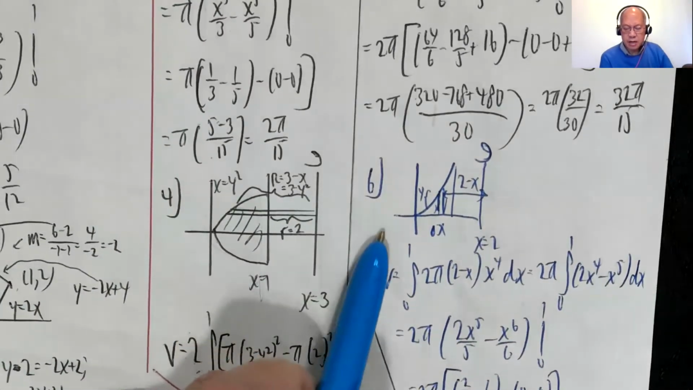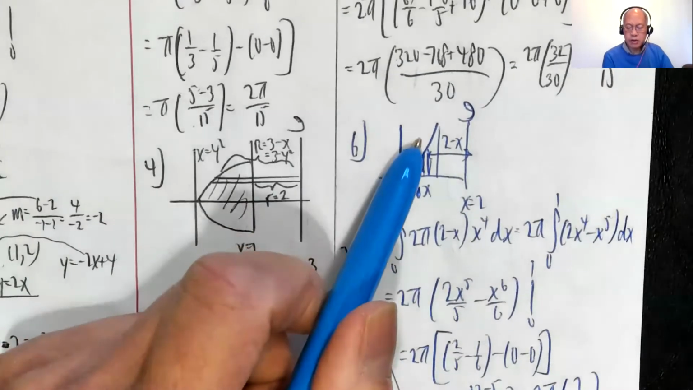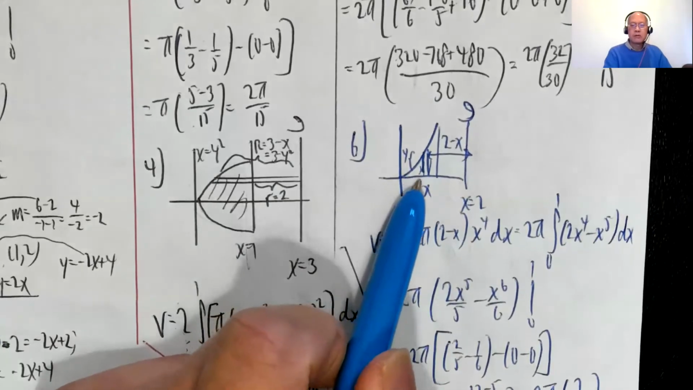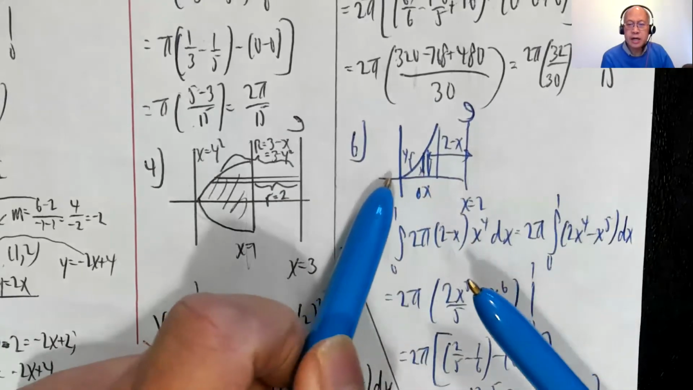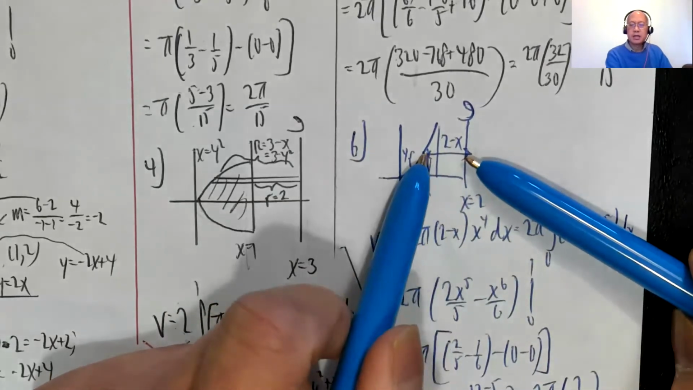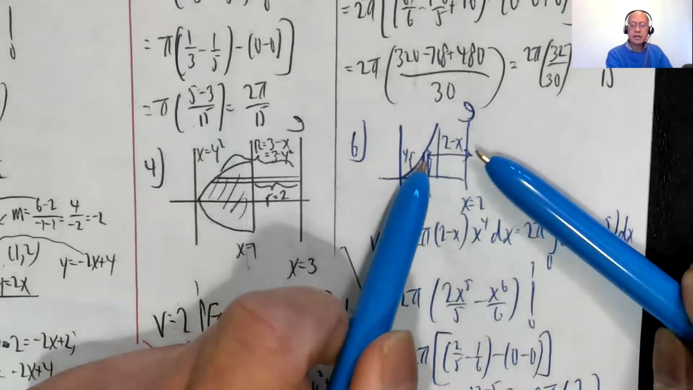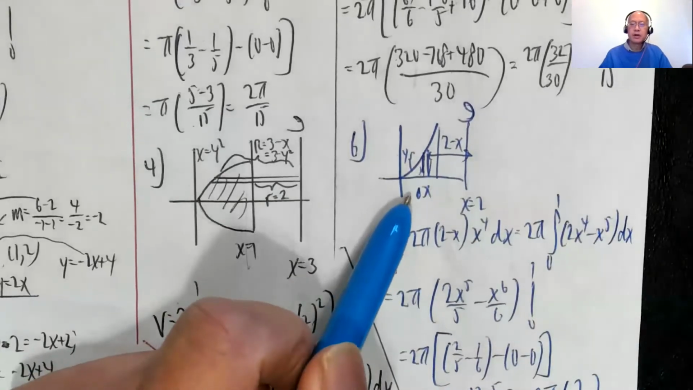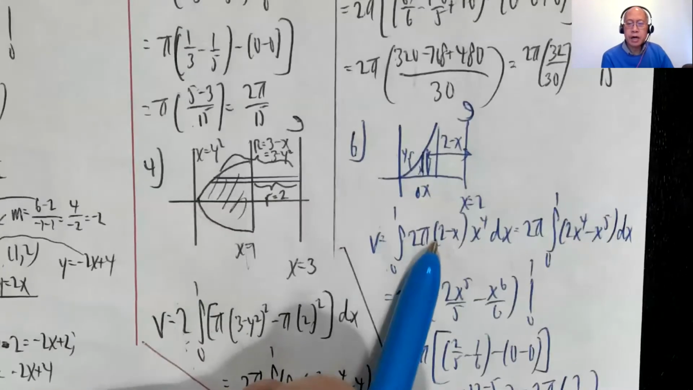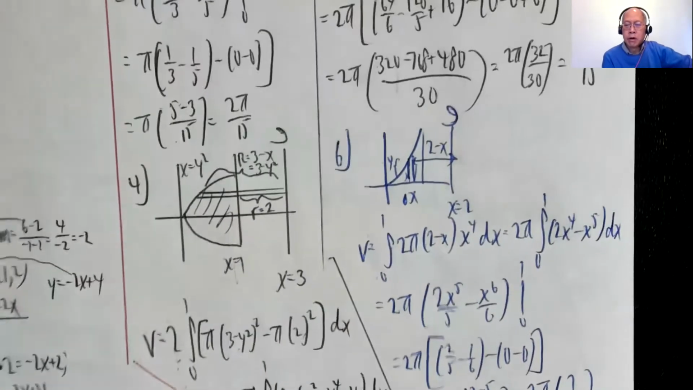Number 6, we're bounded by y equals x to the 4th, y equals 0 and x equals 1. Spin about x equals 2. So my height is y, which is x to the 4th. My radius is from here to here. This is 2, this is x, this is 2 minus x. So integrate from 0 to 1, 2 pi r is 2 minus x, height is x to the 4th.